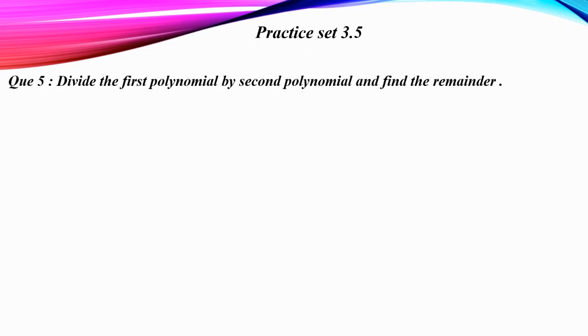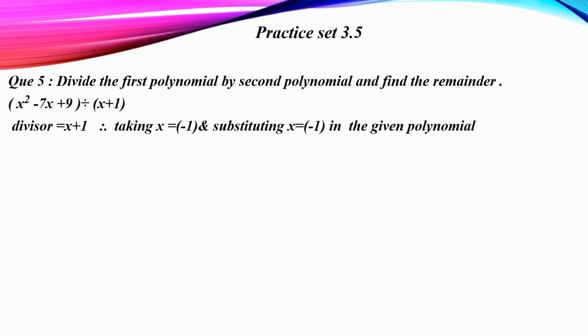Now we will be doing practice set 3.5. We have already done question number 1 to 4 in the previous module. Here we will start from question number 5. Divide the first polynomial by second polynomial and find the remainder using remainder theorem. The first question is x square minus 7x plus 9 divided by x plus 1. Here the dividend is x square minus 7x plus 9 and divisor is x plus 1.